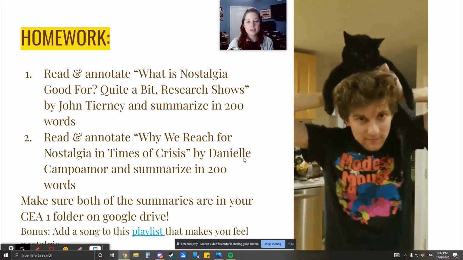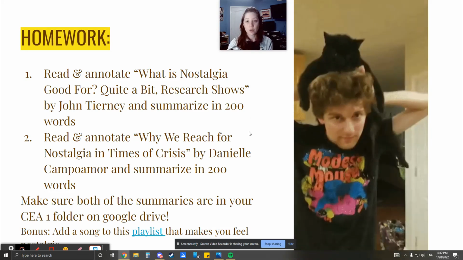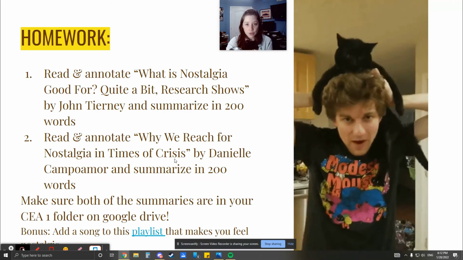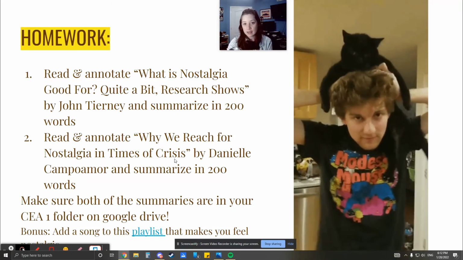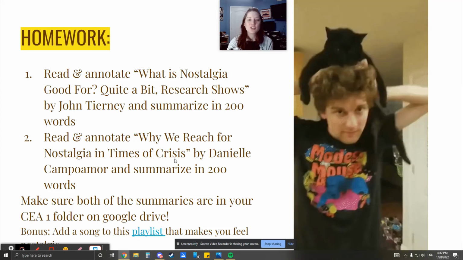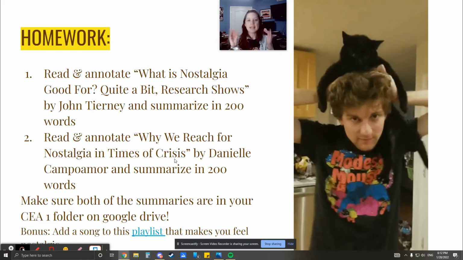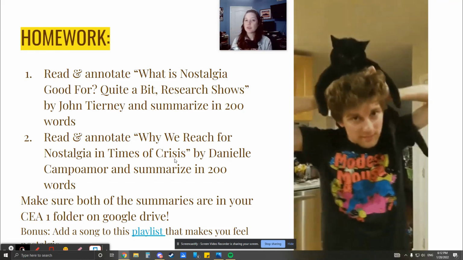Read and annotate What is Nostalgia Good For? Quite a Bit, Research Shows by John Tierney and summarize in 200 words. Same way. So contextual intro, main points, and so on. We'll do an editing kind of thing during class on Tuesday. So you'll get with your groups.